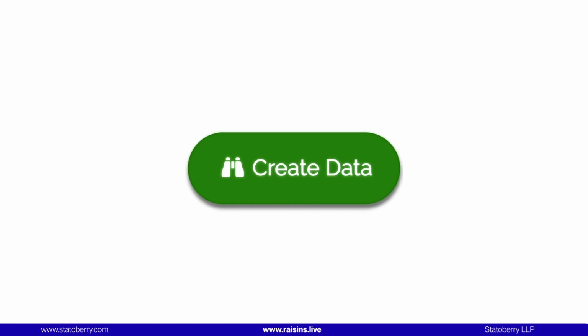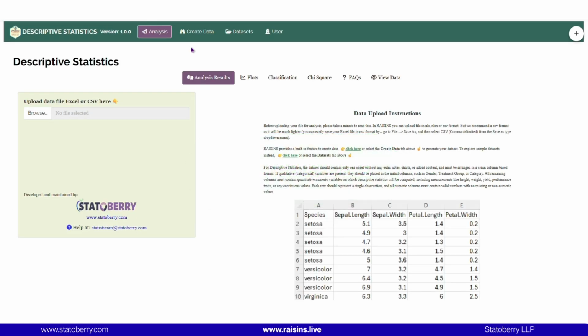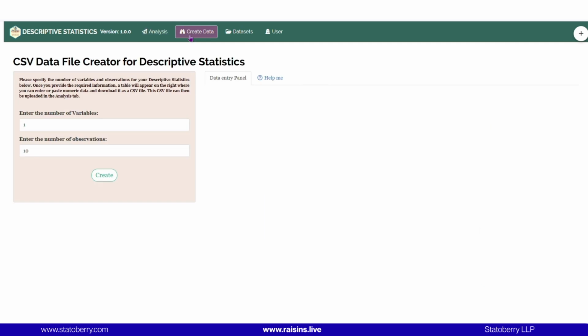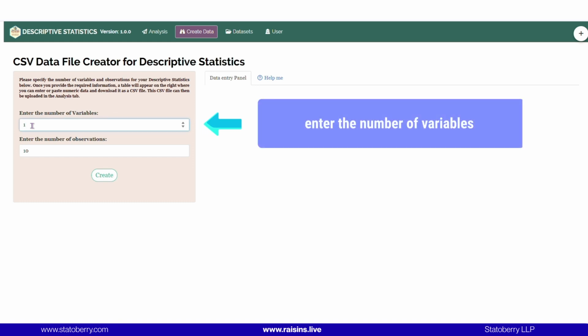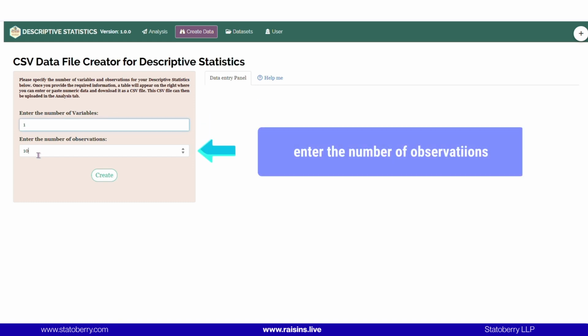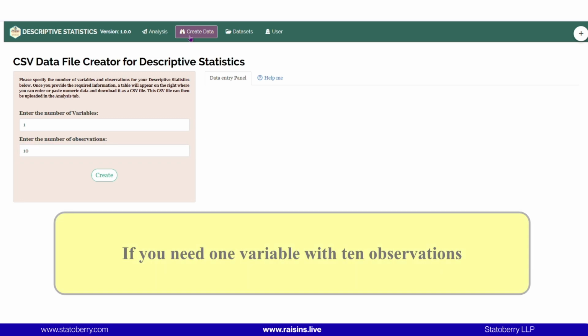The first method is using the Create Data option. Click on Create Data to open the dataset builder. Here, you'll be asked to specify the number of variables and the number of observations you want in your dataset. For example, if you need one variable with 10 observations, enter 1 under variables and 10 under observations.